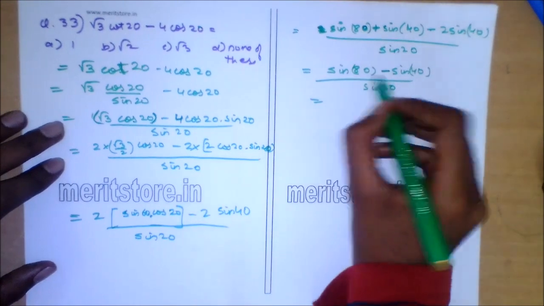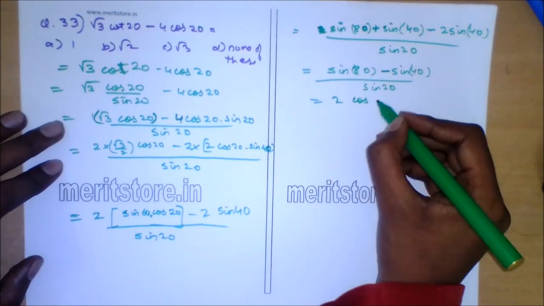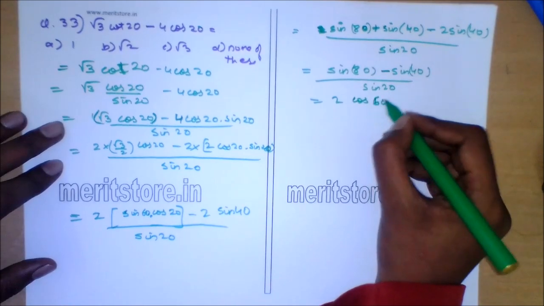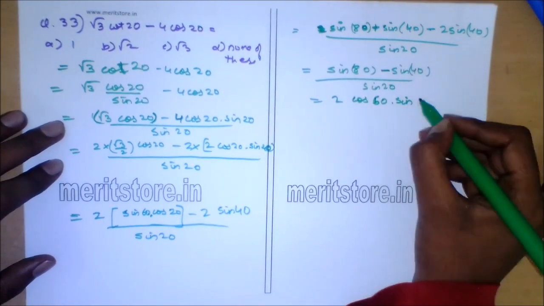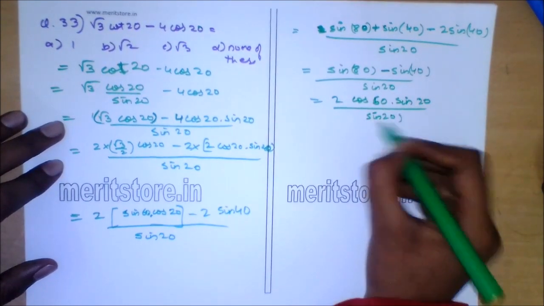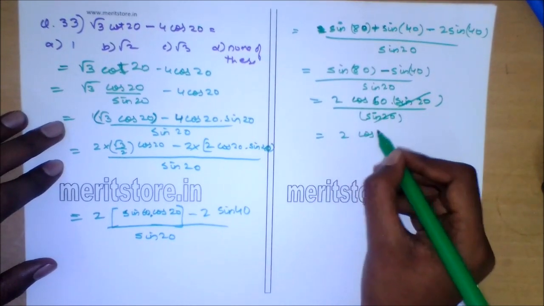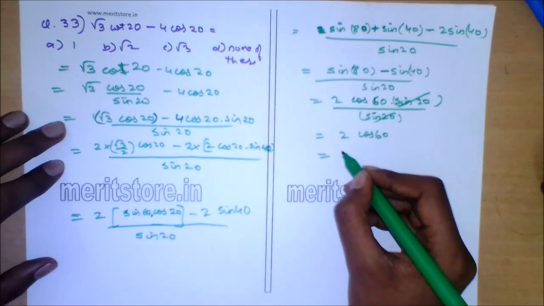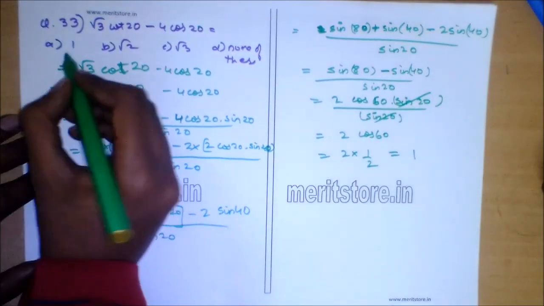Again we use the formula sin A minus sin B. So this is 2 times cos of (80 plus 40) by 2, that is 60, into sin of (80 minus 40) divided by 2, so that is 20, divided by sin 20. So sin 20 gets cancelled, so we are left with 2 times cos 60. Now cos 60 is half, so 2 into half is equal to 1, and the answer is option A, 1.